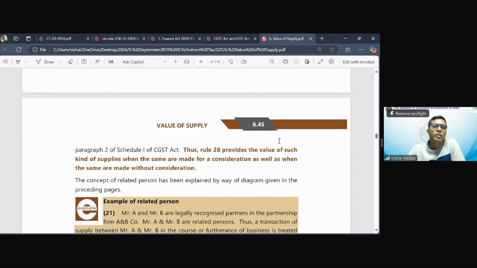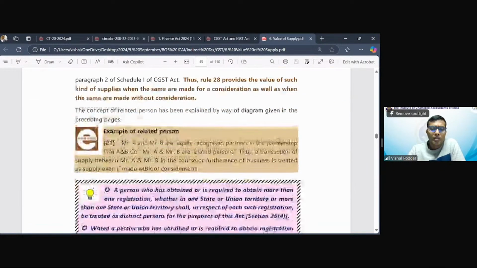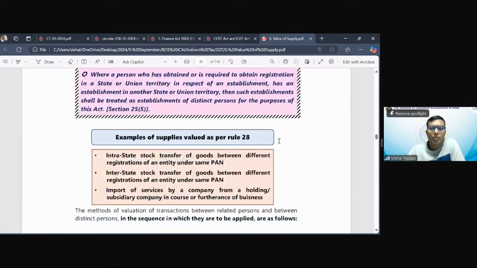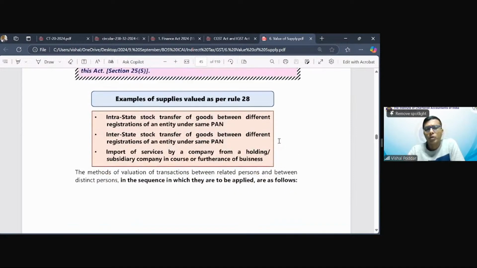Now, how is this valuation made? This valuation is made similar to the above. So firstly, what all things are covered? It will cover the entire Schedule 1 Entry 2 cases, that is where it is to related persons or it is within GSTINs of the same PAN, like interstate stock transfer, intrastate stock transfer, import of service between holding and subsidiary. So all this is covered.